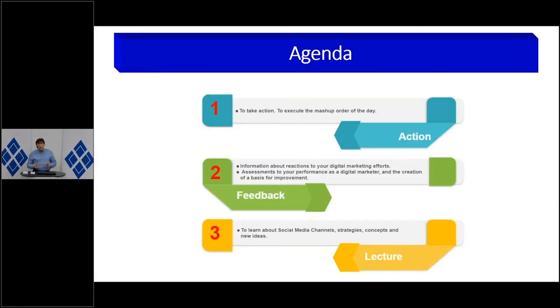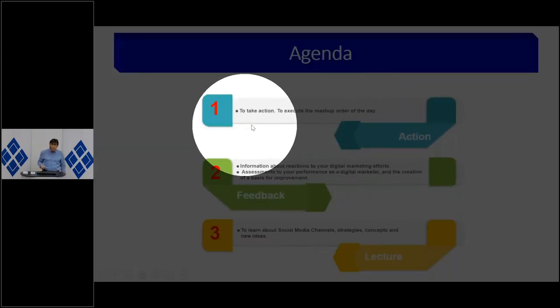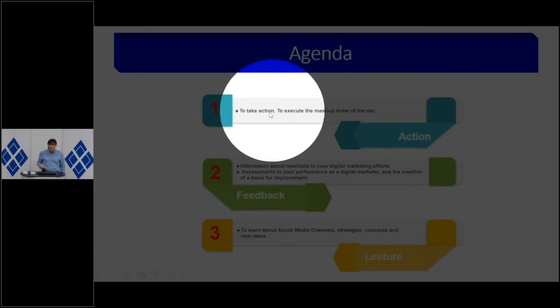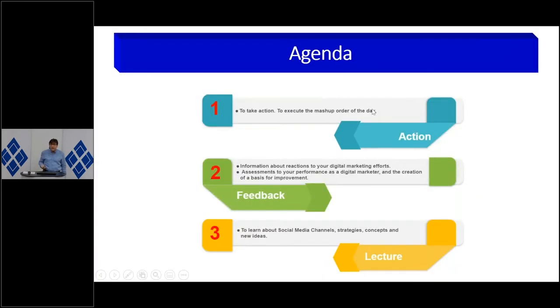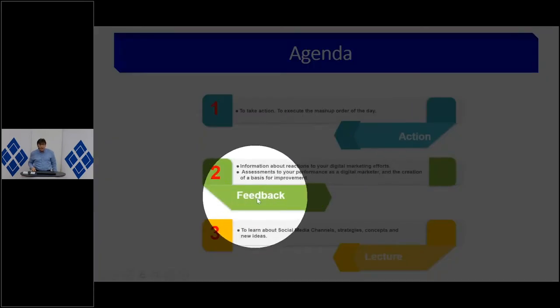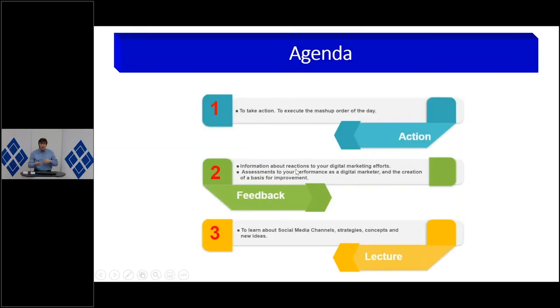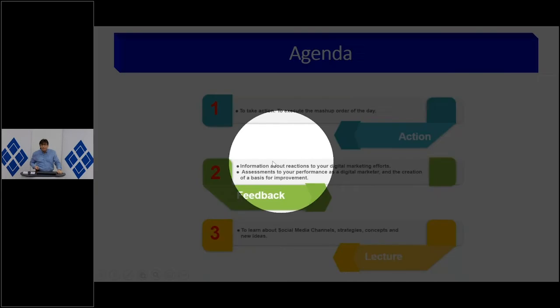The agenda, as always, is the same. We have three components to the agenda. We have the action component, where we take action, and that's the first thing we're going to do today. We're going to execute the mashup order of the day. Again, as we mentioned before, the mashup is Medicare Advantage, so we're going to execute T1, Time Horizon 1, on that mashup. Then we're going to talk about feedback. Feedback is very important, because feedback is all about you learning of what is happening, learning how to read what is happening, and being able to react to that. So we will be doing some guidance in terms of feedback in today's session.